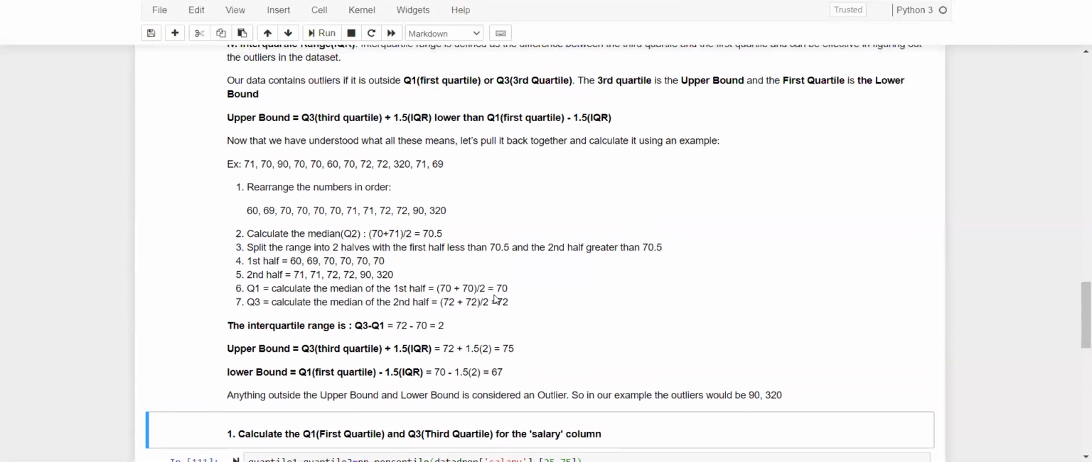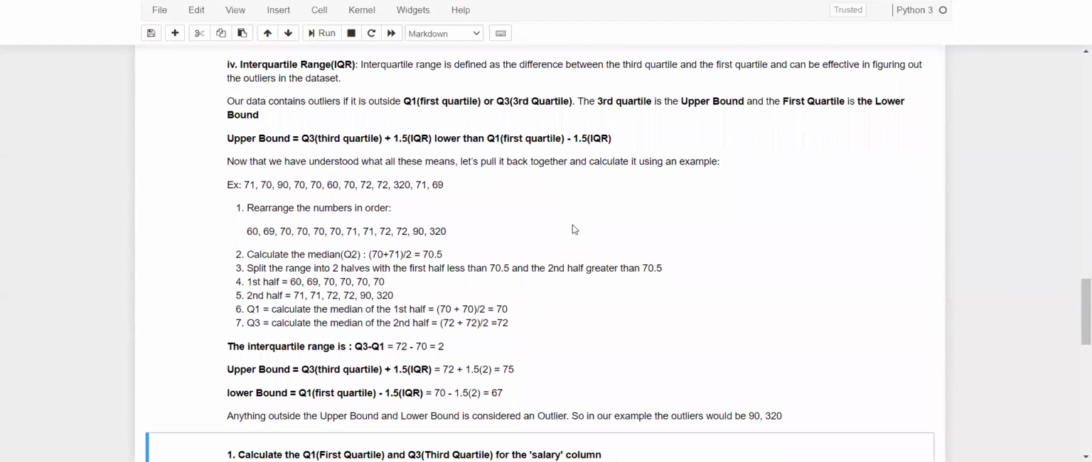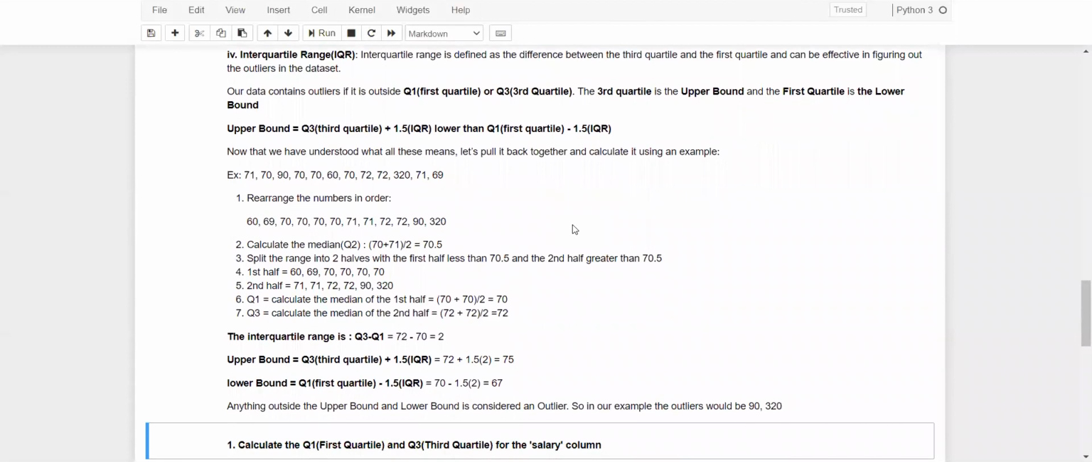So anything outside these two values will be considered an outlier. In our example, we have two values, 90 and 320. Clearly these two values are outside 75 and 67, so these are our outliers. This was a basic example to determine the outliers using the interquartile range.